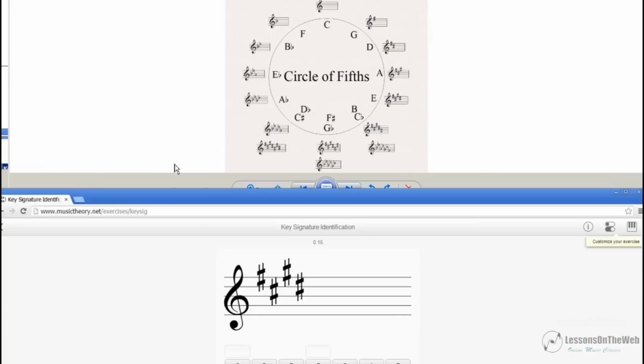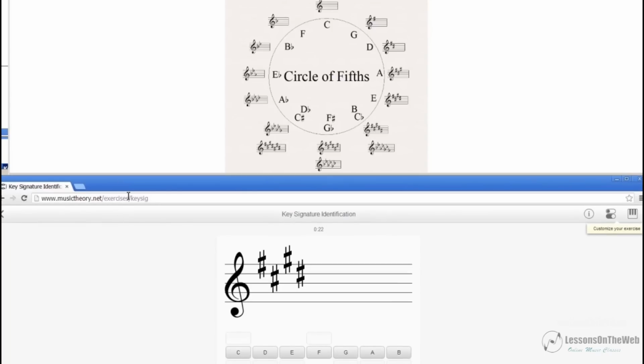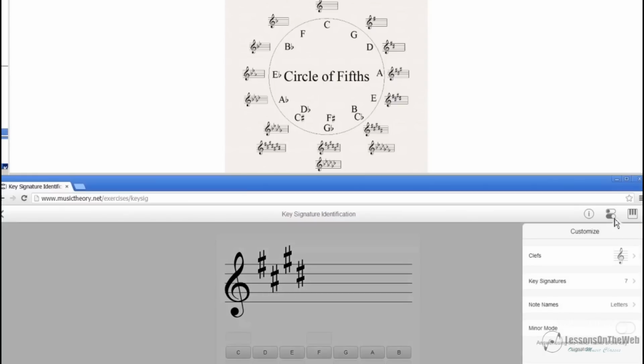Here we have the key signature exercise. You can get this at www.musictheory.net/exercises/keysig. You can customize the exercise going over different key signatures, including the key signatures that you want.